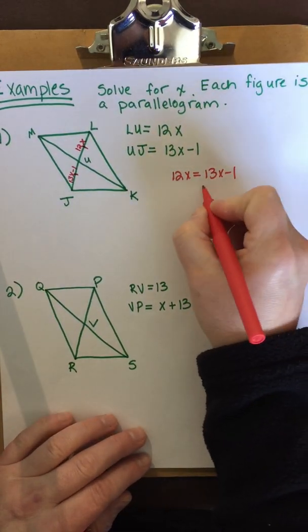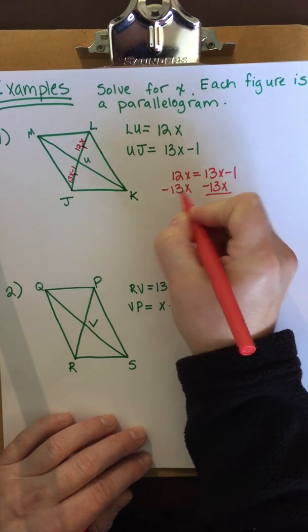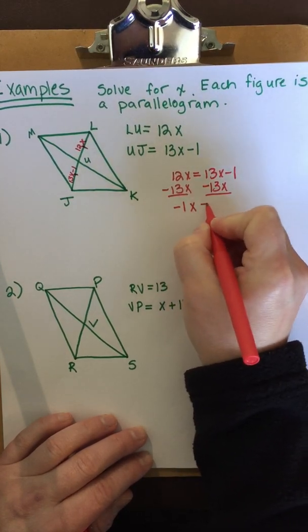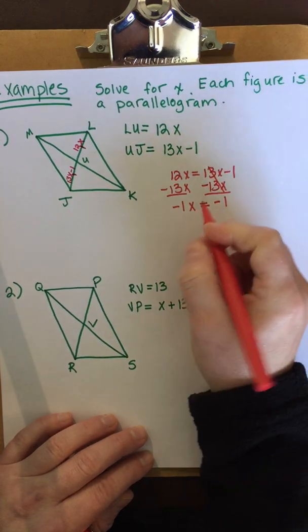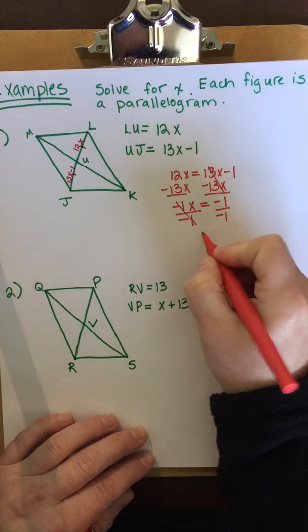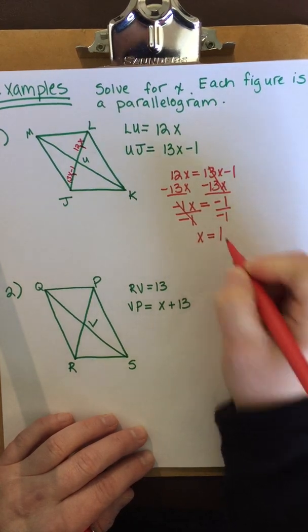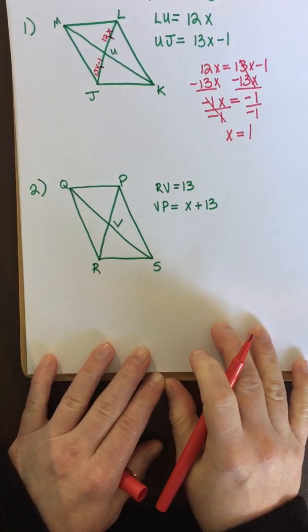So I'm going to put my x's together by subtracting 13x from both sides. That'll give me negative 1x equals, this cancels, bring down your negative 1. To undo multiplication, we divide, and you get x equals positive 1. And that's it.